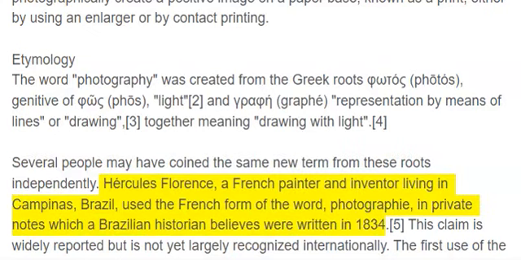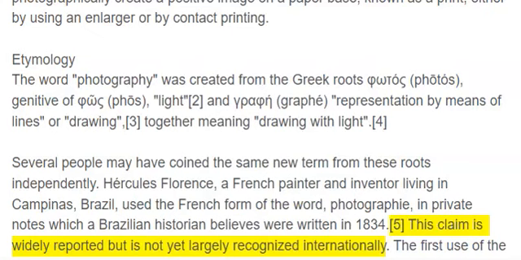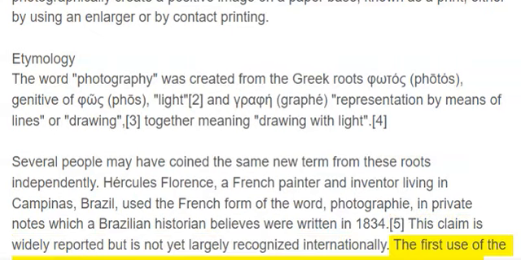Hercules Florence, a French painter and inventor living in Campinas, Brazil, used the French form of the word, photographe, in private notes which a Brazilian historian believes were written in 1834. This claim is widely reported but is not yet largely recognized internationally. The first use of the word by Florence became widely known after the research of Boris Kossoy in 1980.